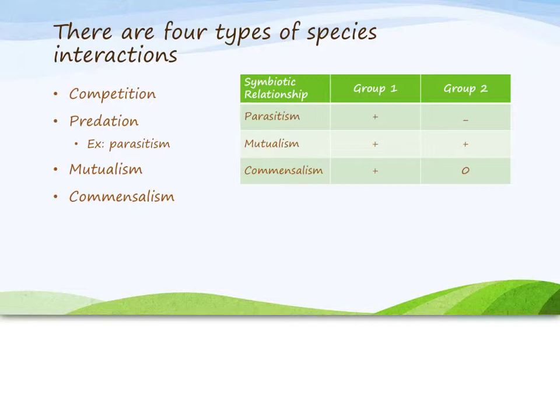So for parasitism, one is going to be benefited, and that's the parasite. And whatever it is interacting with is going to be negatively affected. For mutualism, both parties benefit. That's indicated by the positive sign. And for commensalism, one benefits and the other is not affected. All right? So those are types of symbiosis. Competition is not a type of symbiosis, but it is still considered a species interaction. So we're going to go into these in a little depth.